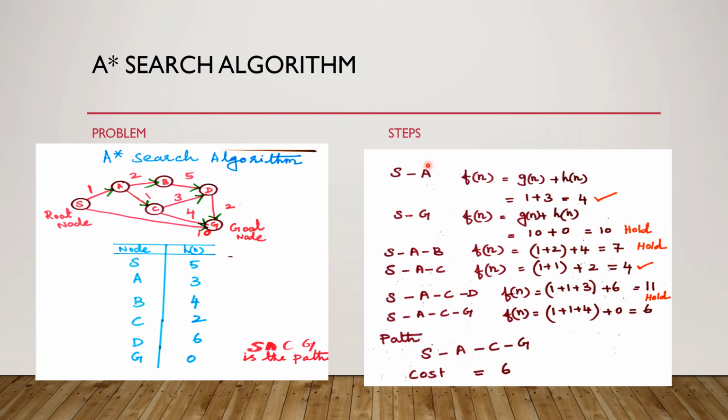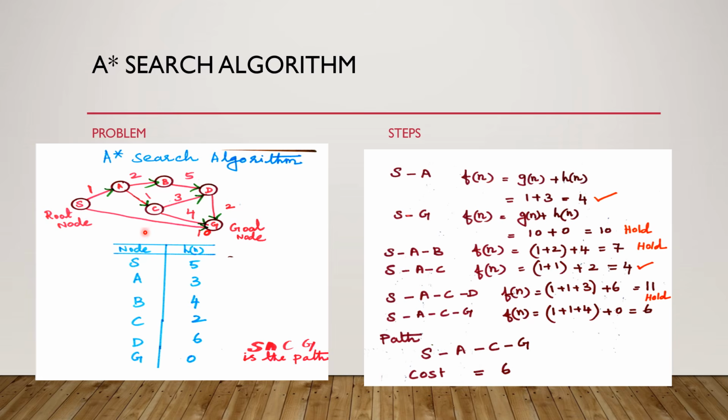So then we can calculate the h of n value. We can take the h of n value from this tabulation. A corresponding h of n value is 3. So 1 plus 3 equal to 4.